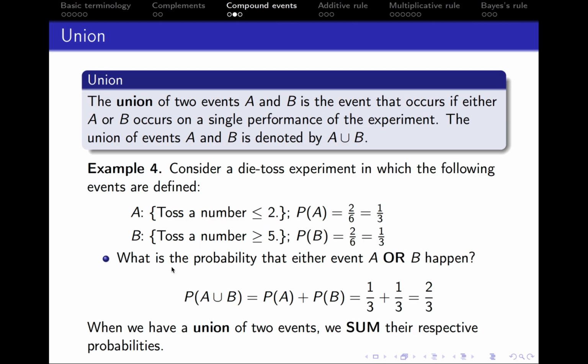So the question is, what is the probability that either event A or B happen? And to find this probability, we need to sum the respective probabilities of the two events. So the probability of A plus the probability of B. So 1 over 3 plus 1 over 3, we get that the probability that either A or B happen is 2 over 3. So the probability that we toss a number 1, 2, 5, or 6 is 2 over 3. So as you can see, in case of a union of two events, what we need to do is sum the respective probabilities of the events we've got.